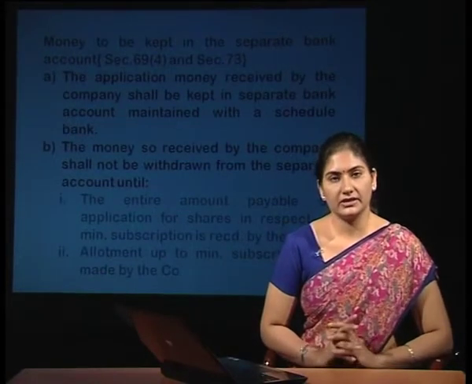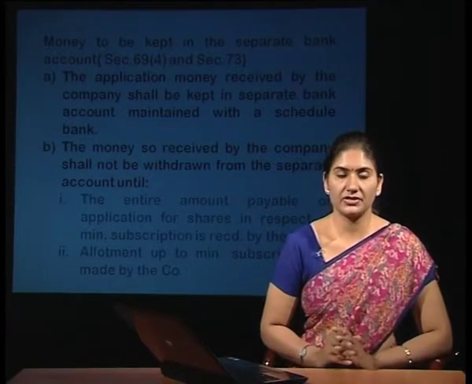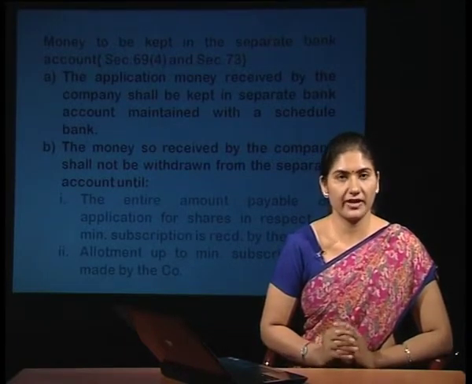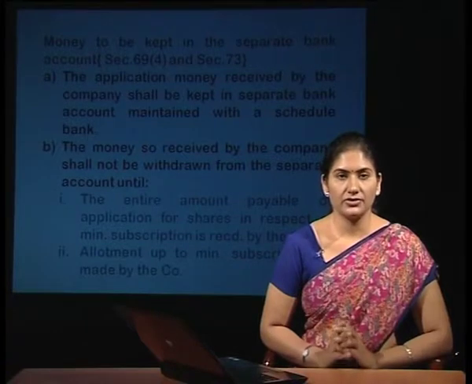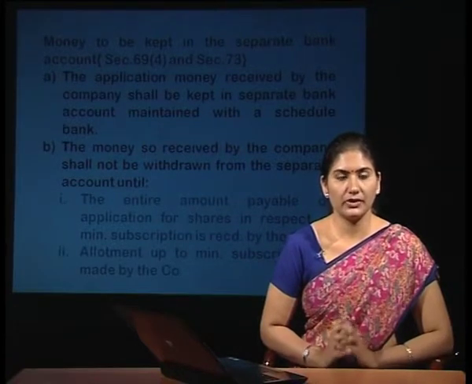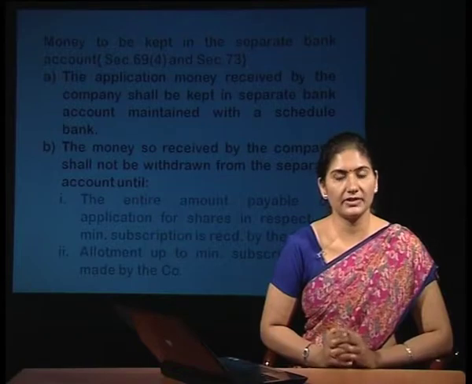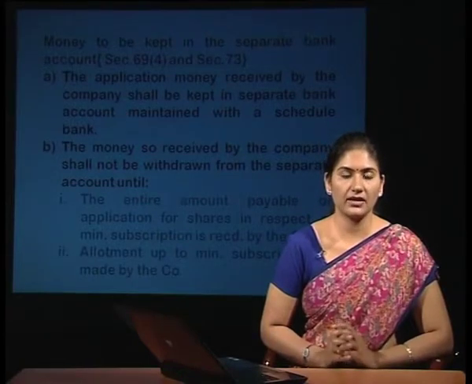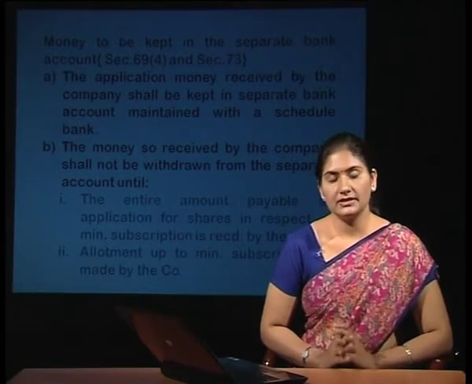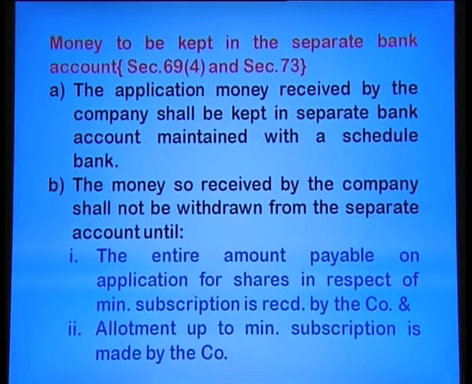Like we discussed earlier, the money on the application has to be transferred to a separate bank account. The banker to the issue will determine the bank account and the company shall be opening a bank account with it. Under section 69(4) and section 73, the application money received by the company shall be kept in a separate bank account maintained with a scheduled bank.